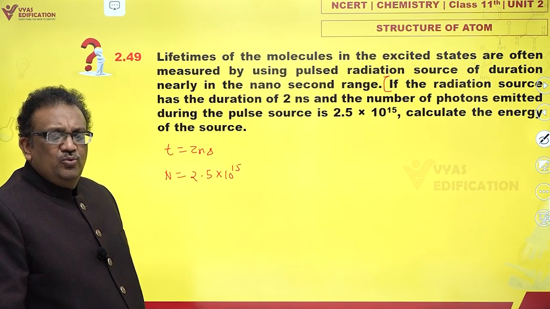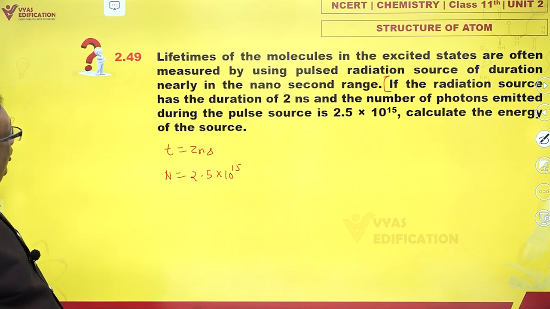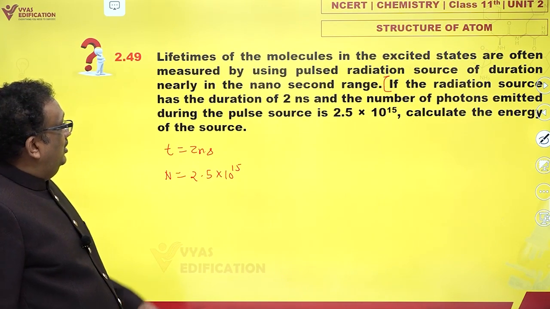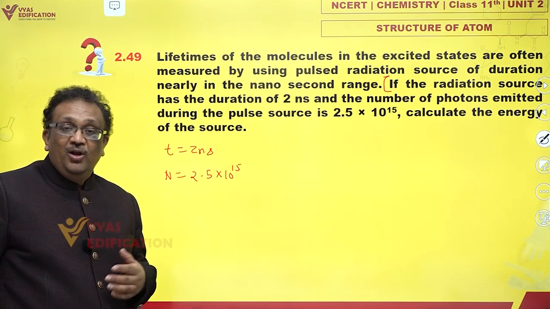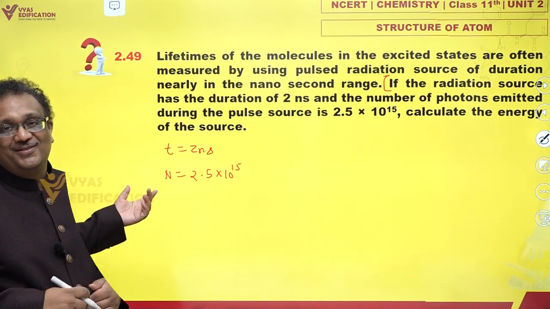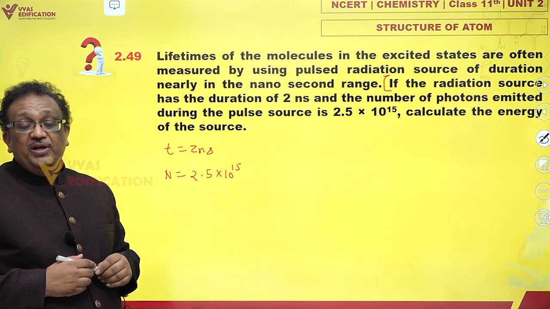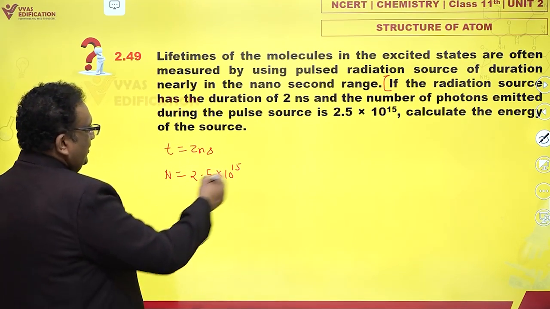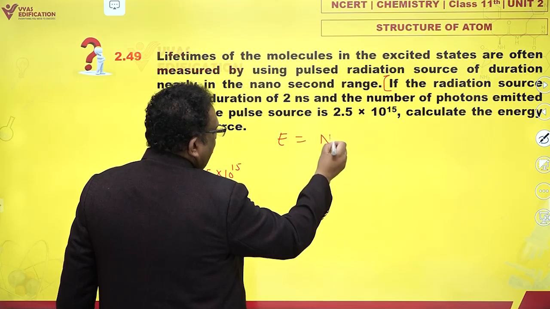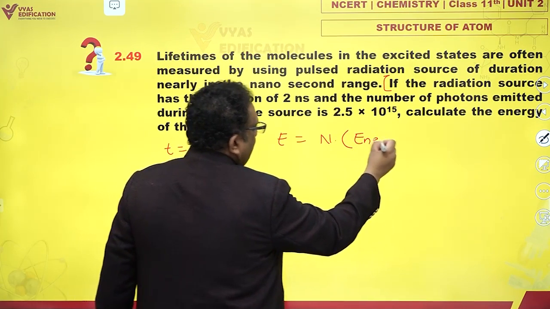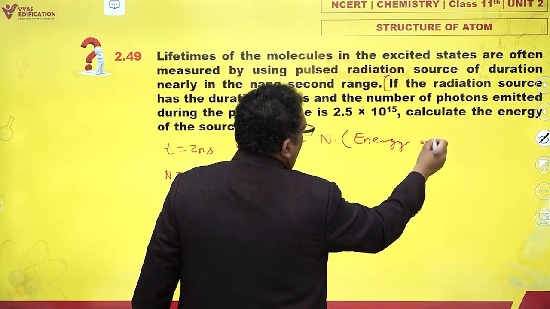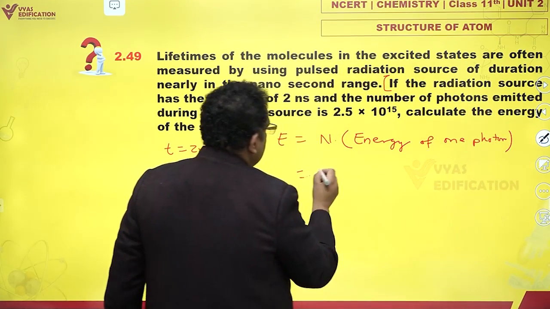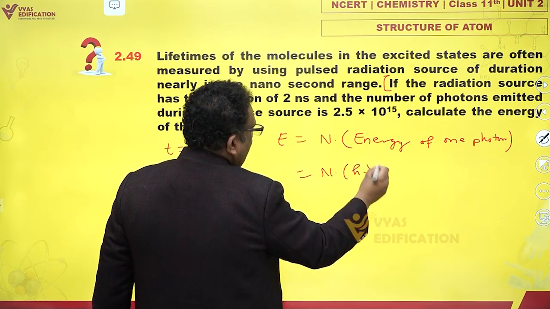How do you think you can do that? Well, the number of photons can be simply multiplied by the energy of each photon, and you would get the overall energy of the source. In order to find the total energy of the source, you have to use E. Total energy E is n times the energy of one photon, which is n times hν.